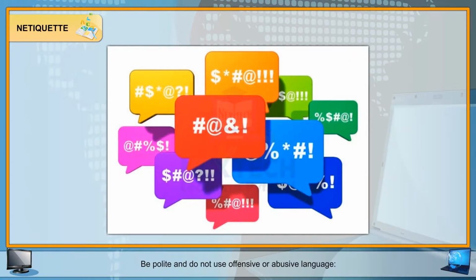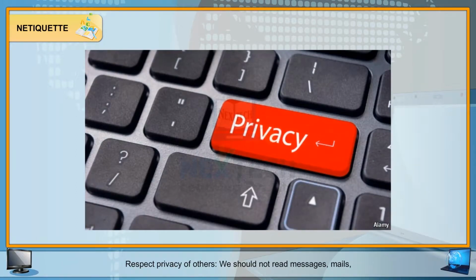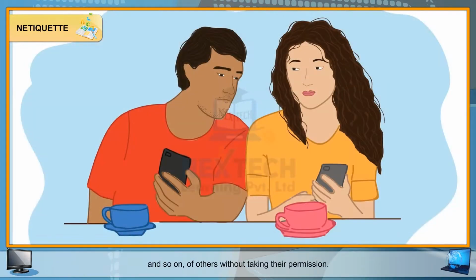Be polite and do not use offensive or abusive language. We should choose our words carefully, ensuring that we do not hurt the sentiments or feelings of others. Respect privacy of others. We should not read messages, mails, and so on of others without taking their permission. Pictures and messages of others should not be circulated without their consent.